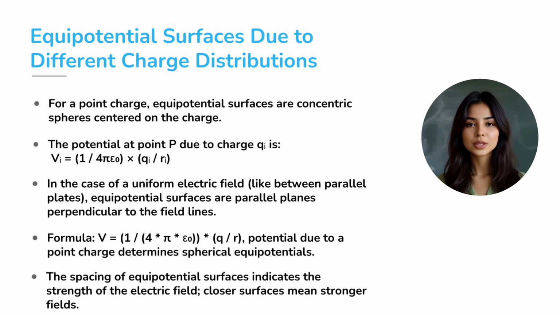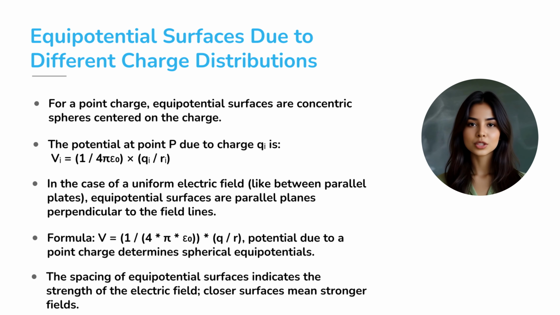Different charge arrangements create different shapes of equipotential surfaces. For example, a single point charge, say a positive charge, produces spherical equipotential surfaces around it. All points at the same distance from the charge have the same potential. And when you place two large, parallel metal plates with opposite charges, the field between them is uniform. Here, the equipotential surfaces look like flat sheets stacked like pages in a book.